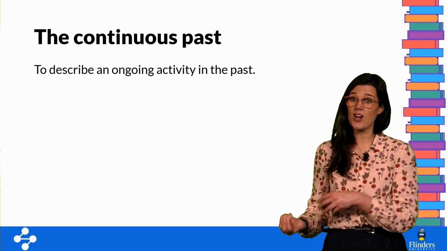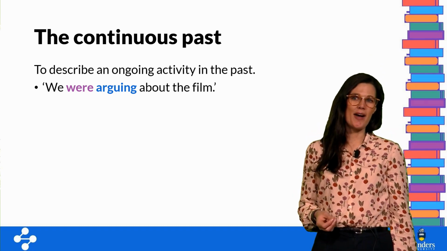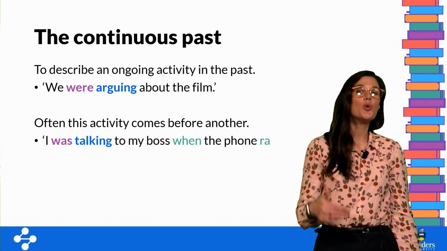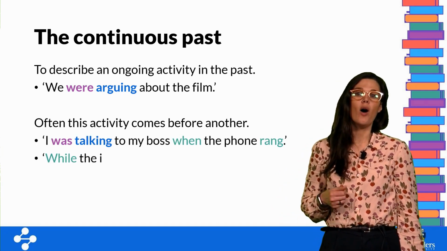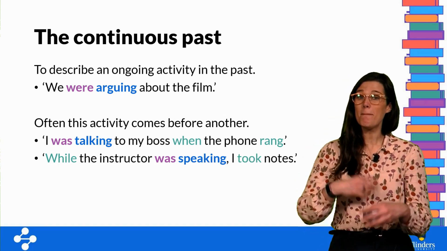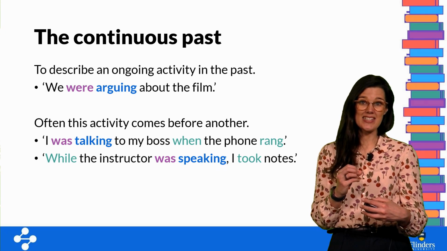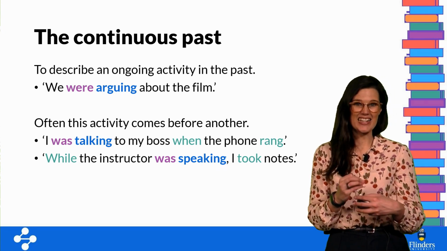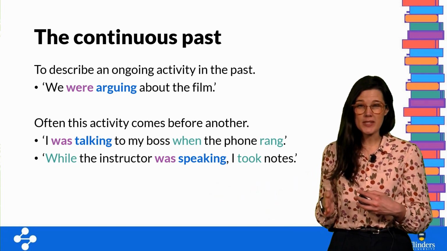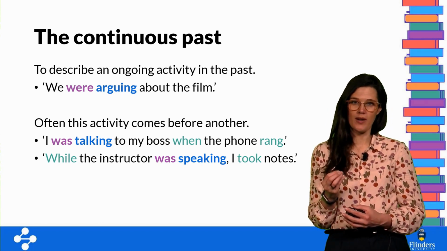So the continuous past describes an ongoing activity, as I said before, in the past. So we were arguing about the film, and usually this happens before another activity. I was talking to my boss when the phone rang, or while the instructor was speaking, I took notes. And so for this reason, we often get a mix of these tenses, right? I was talking to my boss in the continuous aspect when the phone rang in the simple aspect. One ongoing action in the past interrupted by a specific, definite and completed action also in the past.